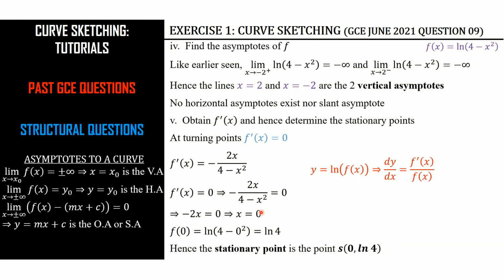Now we need to look for the y coordinate of the stationary point, and then we get the point itself, because the point is represented as (x, y). So having the x coordinate, we need to look for the y coordinate. The y coordinate is simply f of 0, putting 0 in my function. So putting 0, I just get the ln of 4 minus 0 squared, which is the ln of 4. So the y coordinate is ln of 4. So the stationary point, I can call it S, has x coordinate 0 and y coordinate ln of 4.